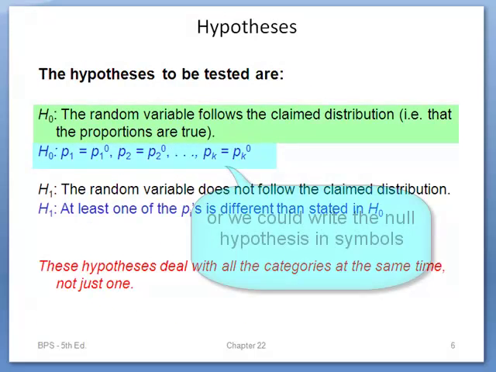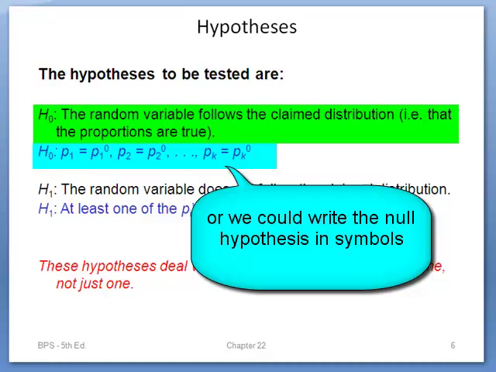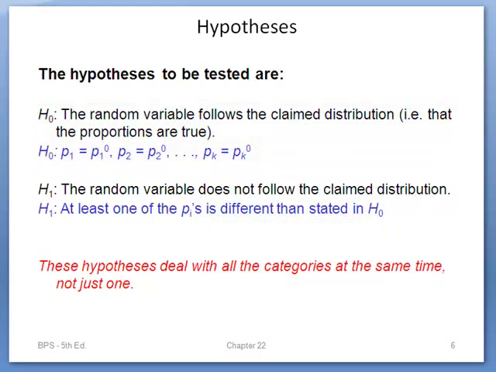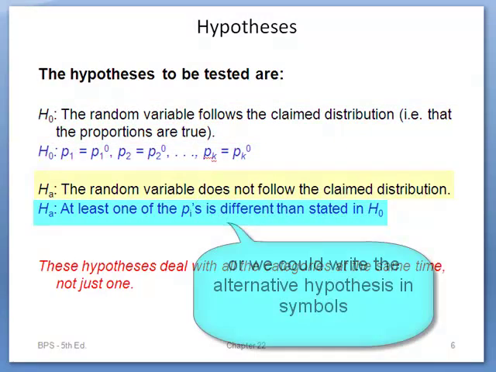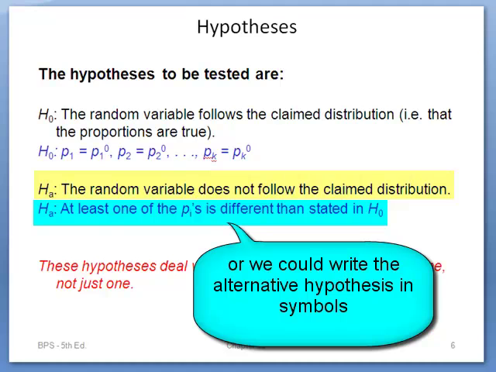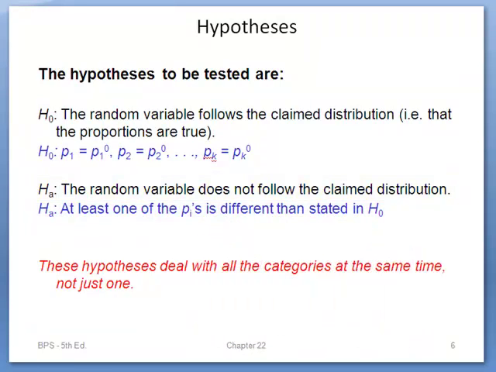Well, we'll state our null hypothesis. The random variable follows the claimed distribution. That is, these proportions are true, whatever they might be. And the alternative is that the random variable doesn't follow the claimed distribution, and all you need is one of those proportions to be different than what is stated in H0, and you're going to reject that null hypothesis. So these hypotheses deal with all the categories at the same time, not just one.